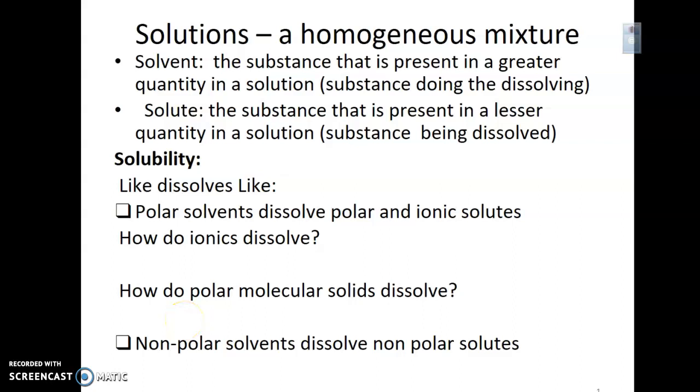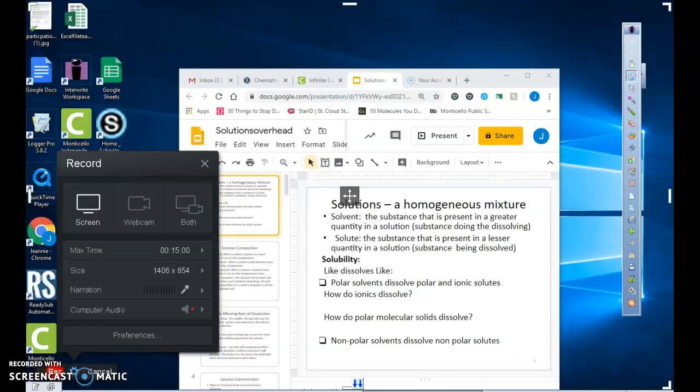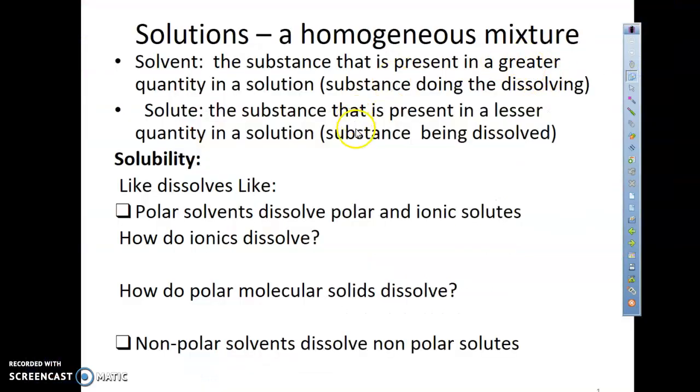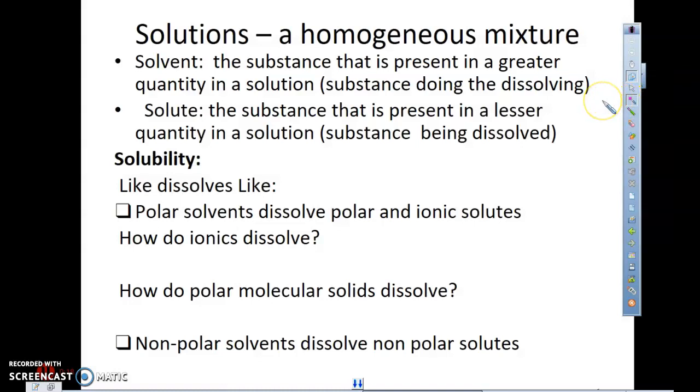Okay, to start solutions, what we're going to talk about are a few definitions. The first one is that the solvent, whoops, what happened there? The solvent is going to be the substance that's present in greater quantity in a solution. So we talk about it as being the substance that's doing the dissolving. So a lot of times that's water.